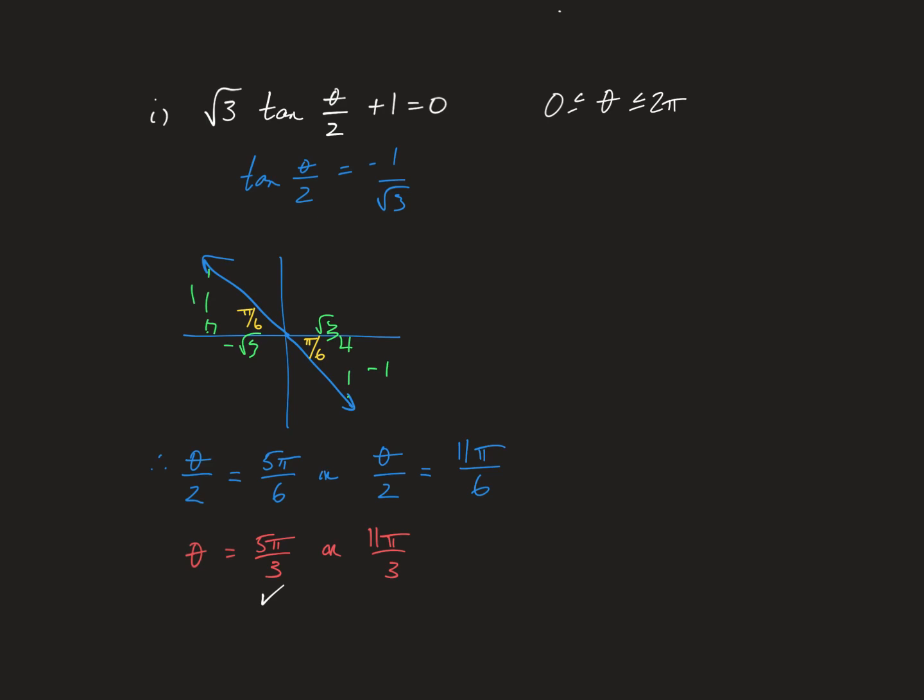But notice, 11 pi by 3 is going to be greater than 2 pi. I cannot accept that solution. I would have to mark that solution as inadmissible. Yes, it is a solution to the equation that makes it be true, but it does not fit our restriction. If we got down to that point, then I think we're doing great. And you actually have a perfect solution.